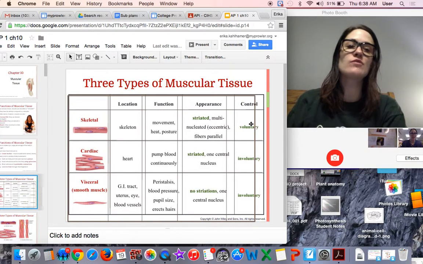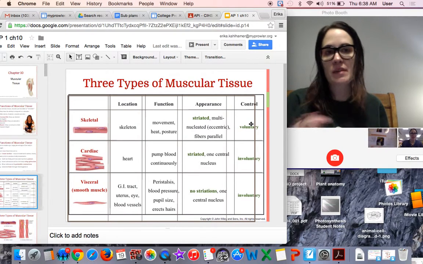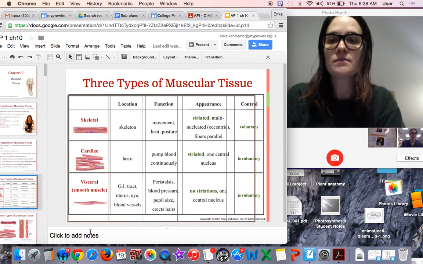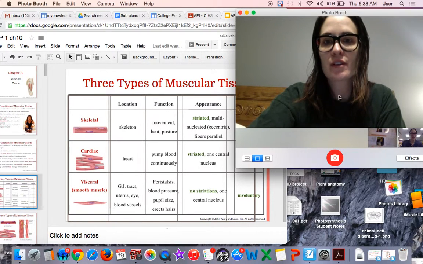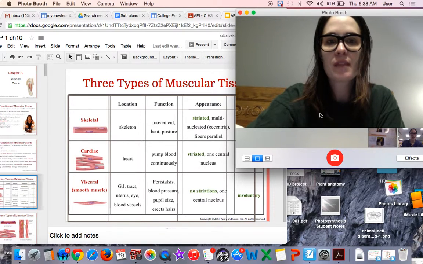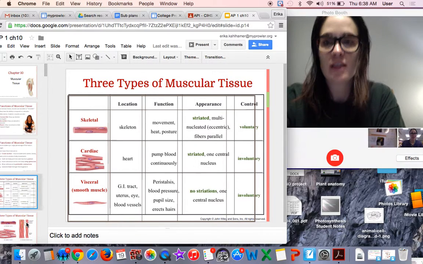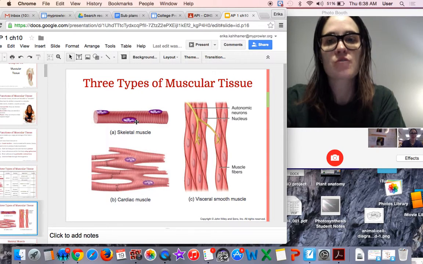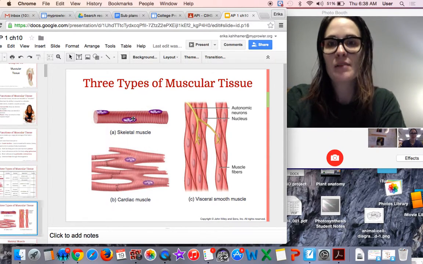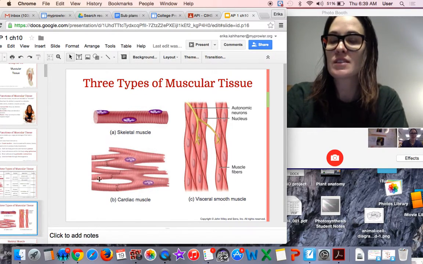Cardiac muscle is found only in the heart. It's involuntary, that means you don't have to tell your heart to beat. Visceral or smooth muscle is found in different locations, like your GI tract, your uterus, eye, blood vessels, and it's also involuntary. You don't have to tell those things to do what they need to do. Here's just a picture again of what it looks like. Skeletal muscle is striated, and we'll talk a lot about skeletal muscle in detail. We're not going to talk about smooth muscle or cardiac muscle in detail in this chapter.